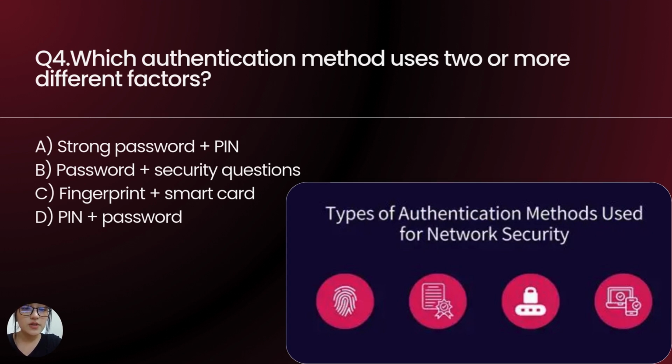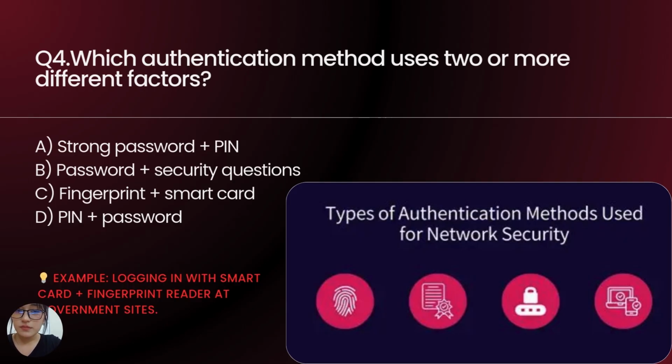Which authentication method uses two or more different factors? We have A. Strong password plus PIN, B. Password plus security questions, or C. Fingerprint and smart card. Lastly, D. PIN plus password. So we have different authentication types. Let's look at A. Strong password, PIN, or both. Something you know but still one factor. It has to be two factors, like something you have and something you know.